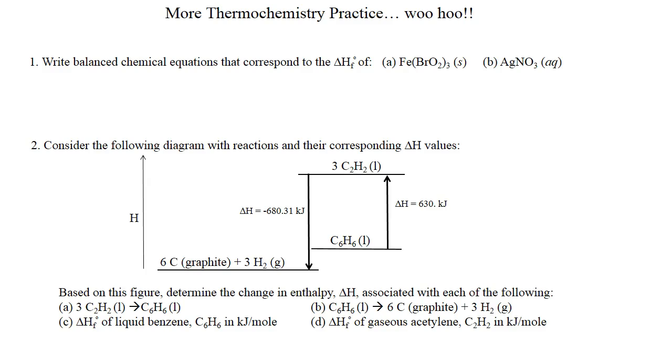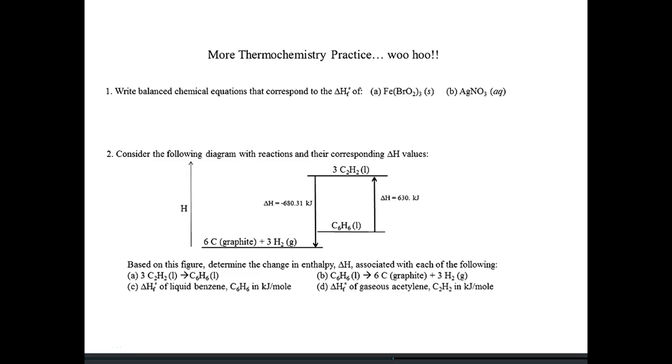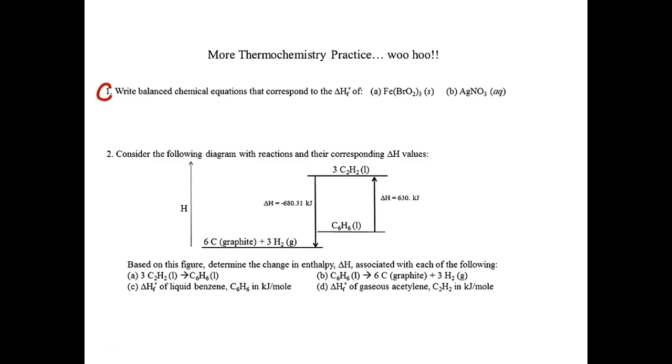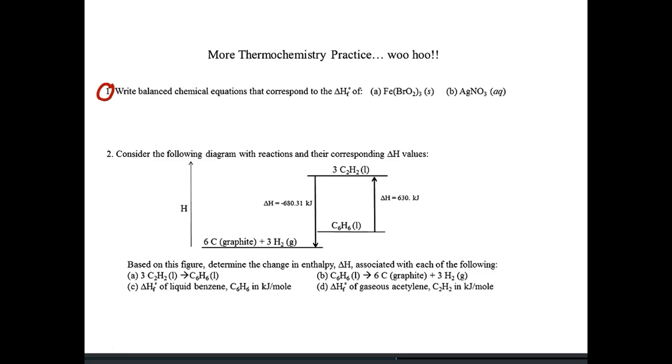So here are 2 practice problems we're going to do. So here we're going to write balanced chemical equations that correspond to the delta H of formation of what appears to be iron(III) bromite solid and silver nitrate aqueous. So keep in mind that a delta H of formation means that we're forming those substances, which means that they are definitely products. They are the only product in the equation. So you're going to write Fe(BrO2)3 as the product, and then an arrow.